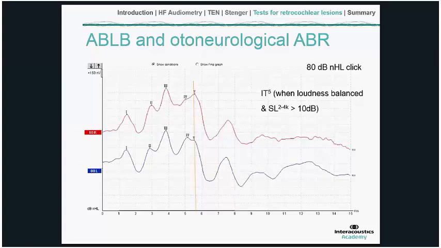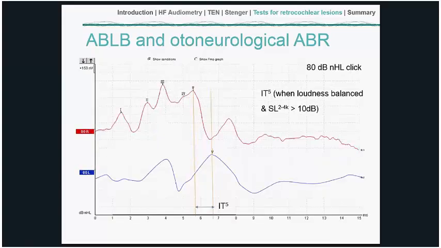and here's an example of a positive result. So here we can see there's a timing delay in the wave 5 on the blue trace corresponding to the left ear compared with the red trace. But in order to make a correct assessment as to the cause of that timing delay, we need to have done a preliminary test, the ABLB, because there are broadly two possible causes of that delay in the left ear.